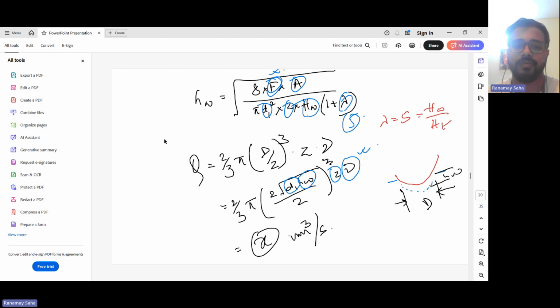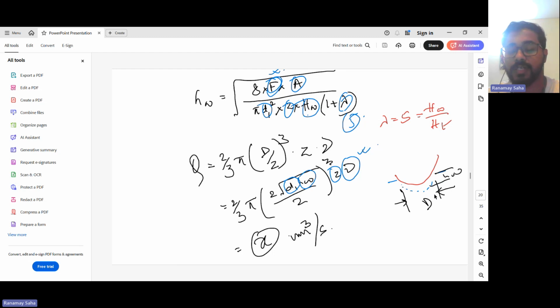So the total Q or MRR becomes 2 by 3 pi, D by 2 cubed, multiplied by z, and then the frequency of the tool motion nu. So what is D? D is the indentation depth. Here you can see that we are talking about indentation height.